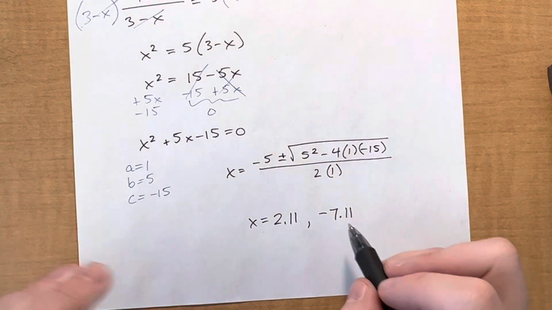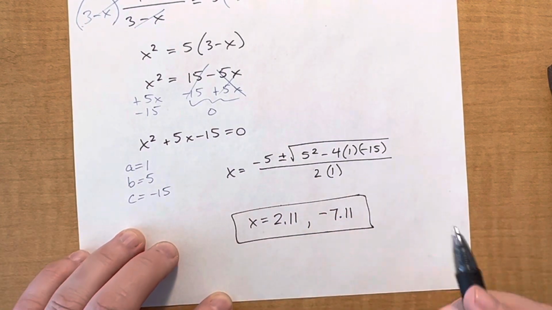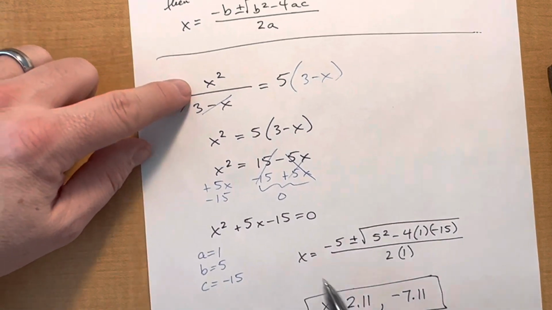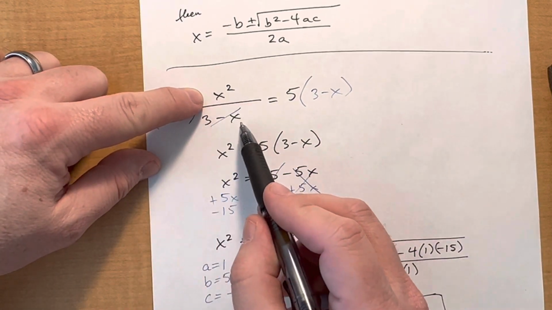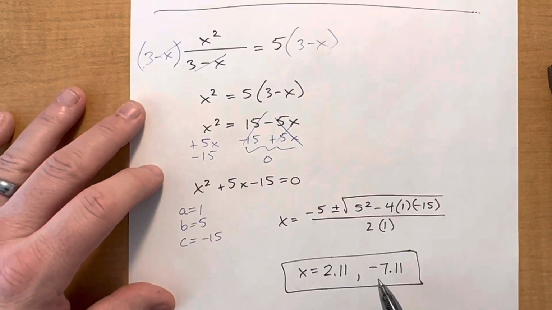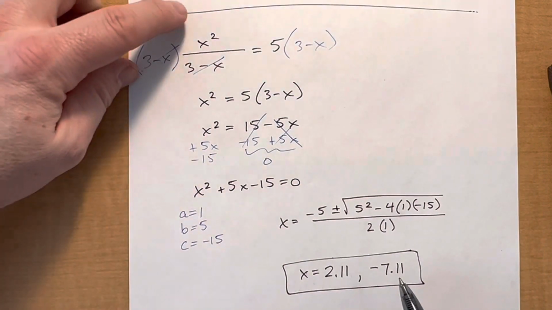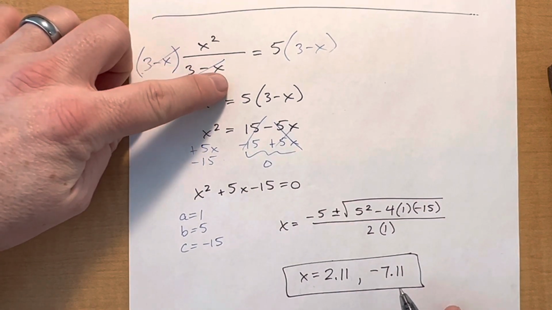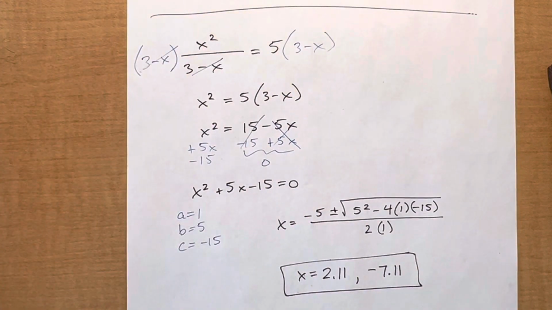So for this particular problem, if you plug in 2.11 and you square it and you take 3 minus 2.11, you should get 5. If you plug in negative 7.11 squared divided by 3 minus negative 7.11, you should also get 5.